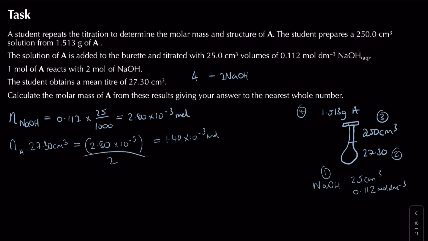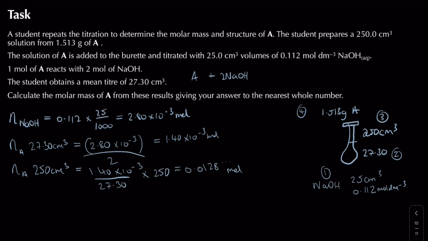Now, we found the moles of our A. We now need to find the moles in 250 centimeters cubed. So the number of moles of A in 250 centimeters cubed is going to be equal to, of course, because we've got 27.30, I'm going to take my number of moles of A, which is 1.40 times 10 to the power of minus 3, and divide that by 27.30, and then times that by the original volume, which is 250. What I end up with is 0.0128. That's how many moles I've got.